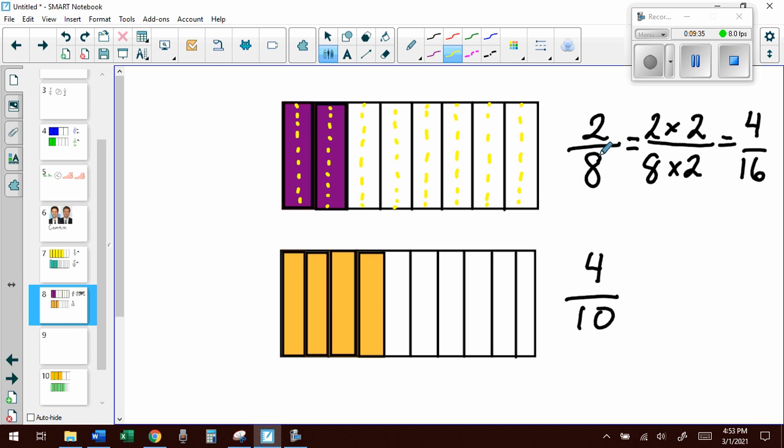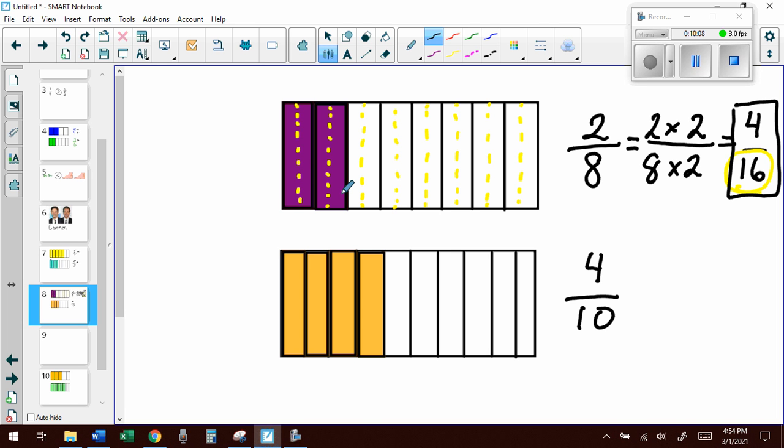Because I started with 8, and now at the end, I have 1, 2, 3, 4, 5, 6, 7, 8, 9, 10, 11, 12, 13, 14, 15, 16. Now, when I look at 4 sixteenths, our equivalent fraction, 4/16 and 4/10, I see that there are 4. 1, 2, 3, 4 is in common. So we have common numerators now.